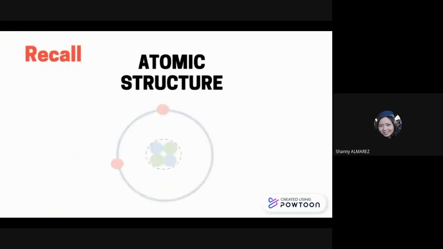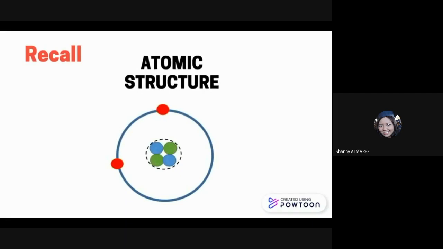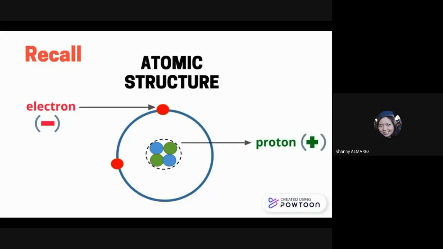If we would recall the atomic structure, we know that it has three subatomic particles. The first is the electron, which is negatively charged. The second is the proton, which is positively charged. And the third is the neutron, which is neutrally charged, or simply zero charge.